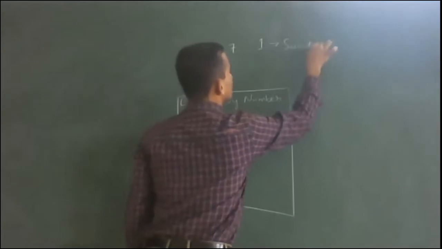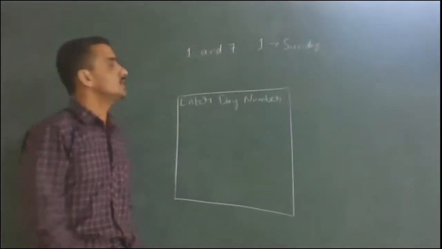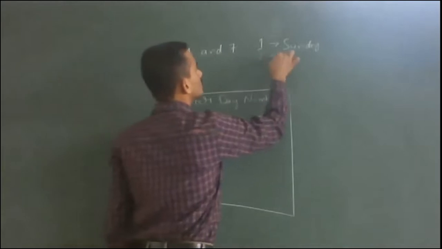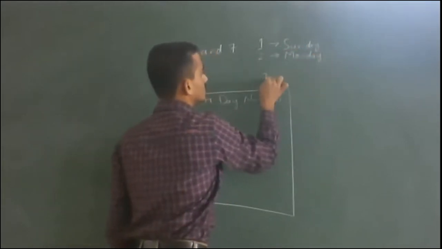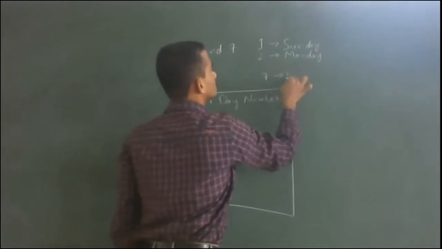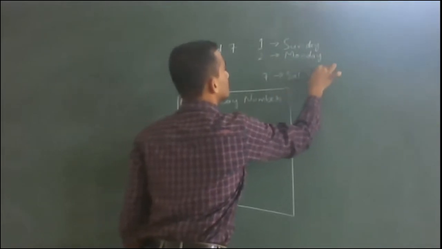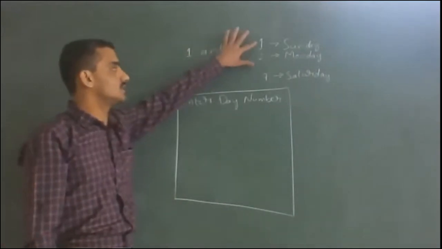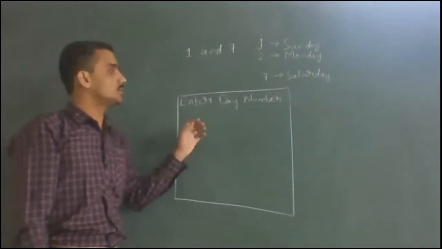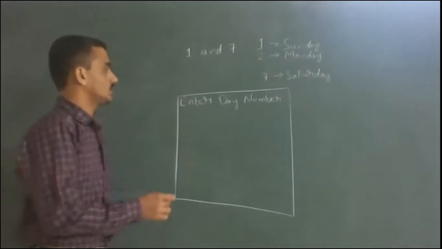That means the day of the week it should print. When you enter 2, it should print Monday. In this way, till Saturday it should print. If you enter a number less than 1 or more than 7, it should print "invalid day number." So there are two kinds of outputs here.